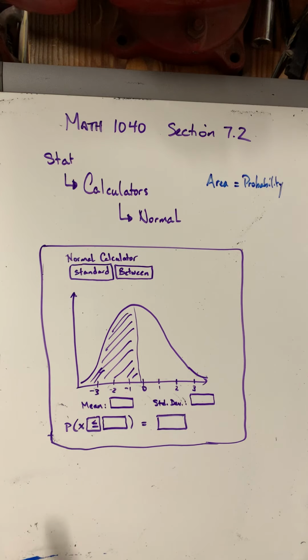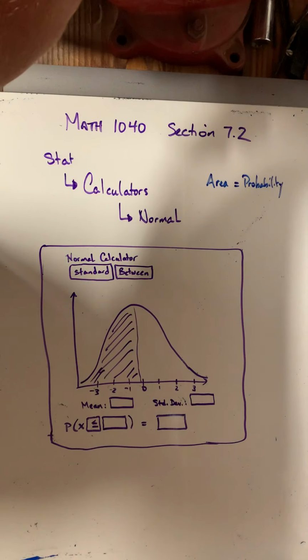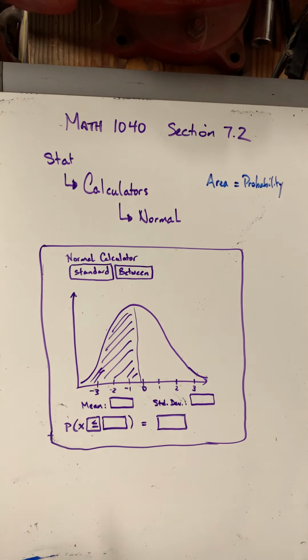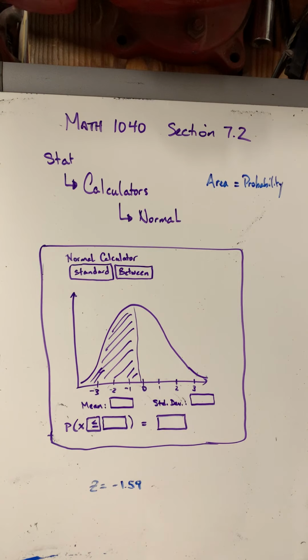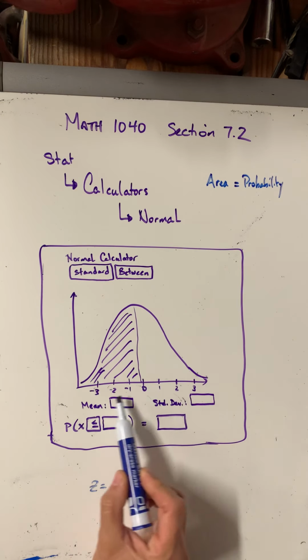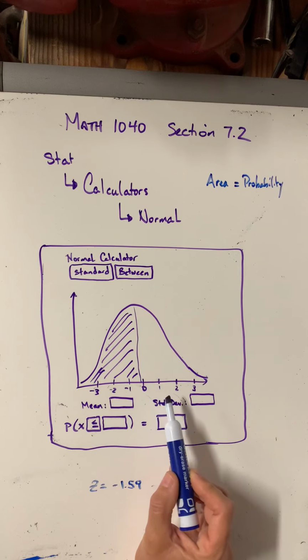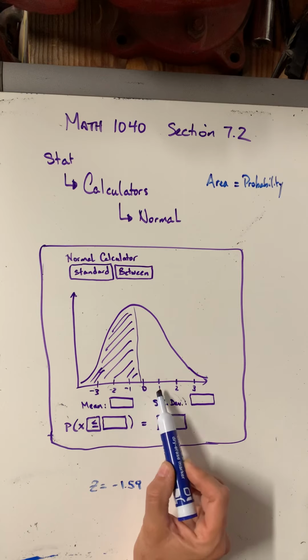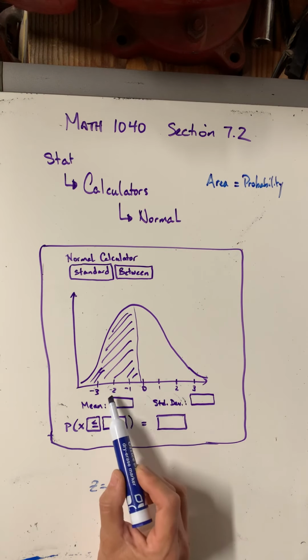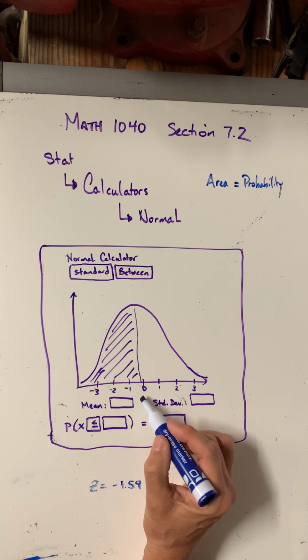Initially, like on question 1, they're going to give you some z-scores. Let's say they said, determine the area under the standard normal curve that lies to the left of z equals negative 1.59. These numbers here are your z-scores. Z represents the number of standard deviations. Here I have 0 standard deviations from the mean. Here I have 1, 2, 3, negative 1, negative 2, negative 3. The mean is always the middle.